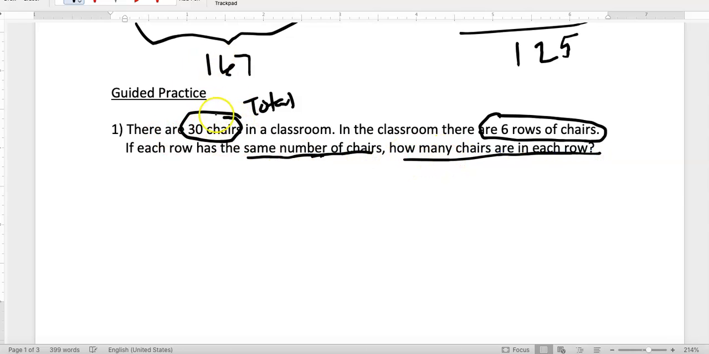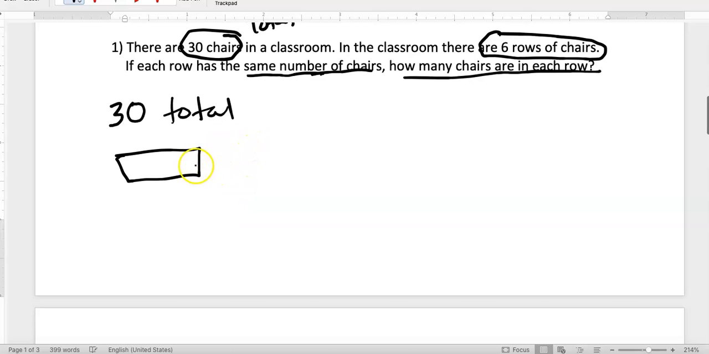So now that confirms that there are 30 chairs total in a classroom. That's just like if we were sitting in a science classroom and all we had were 30 chairs, but I needed to create 6 rows of chairs. If I create these 6 rows of chairs, how many chairs are going to be in each row? So I have my 30 chairs, which is my total. I need these 30 chairs to actually fit in 6 rows.